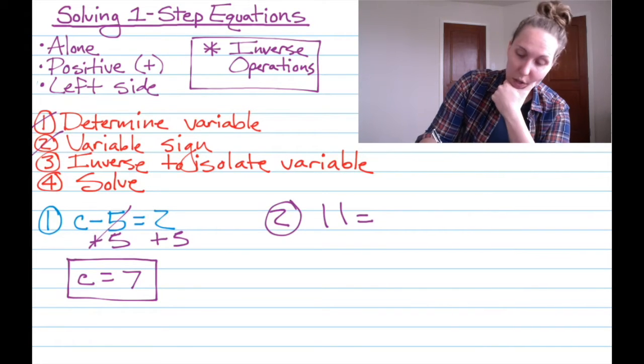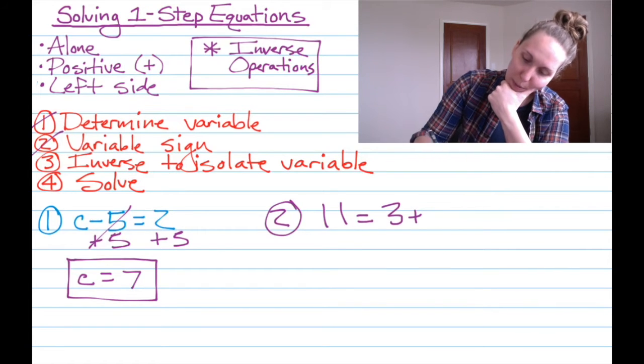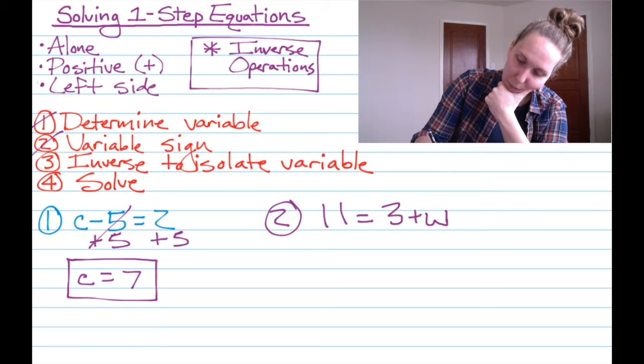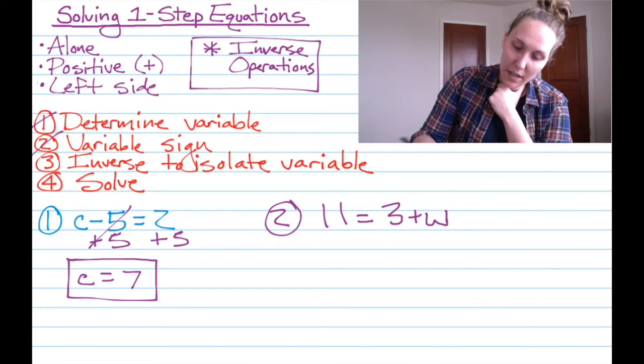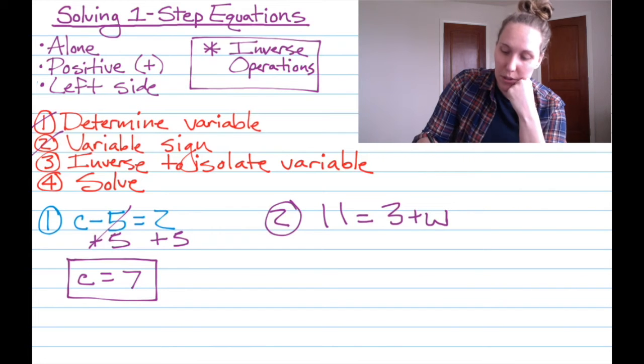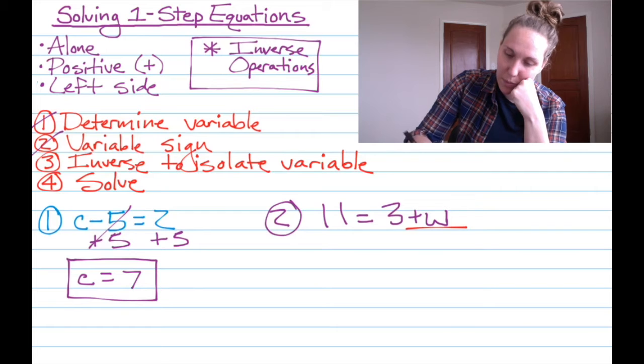11 equals 3 plus W. Oh, sorry, my pen is being a little funny. My stylus. Okay, same thing. First, identify my variable. W. Is it positive? Yes. We see the plus sign in front of there.